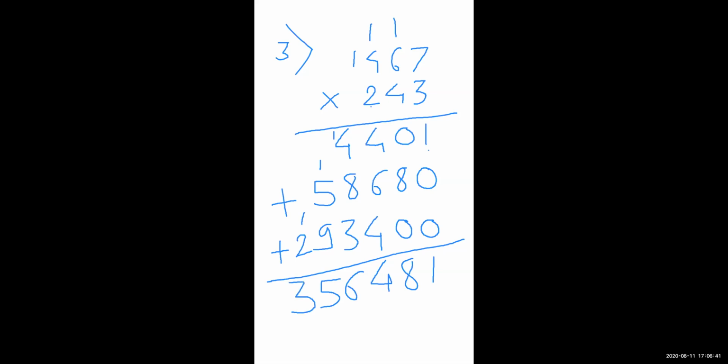Okay. Finally, your answer is ready. And the answer is 3,57,481. It means we can say that if you multiply 1,467 by 243, you will get 3,56,481. Okay, have you understood this problem?